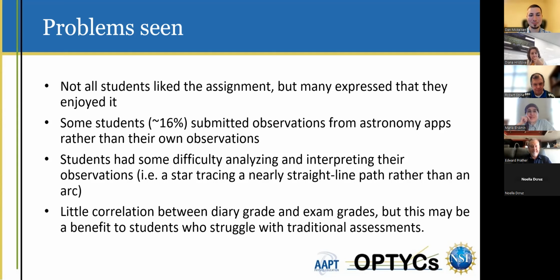And then some students had difficulty analyzing and interpreting the observations. Like, what does it mean if a star traces an almost straight line path rather than the arc that they expected? They had trouble analyzing that. And they also found little correlation between diary grades and exam grades. But they did note that this might be a benefit to students who struggle with traditional assessments.